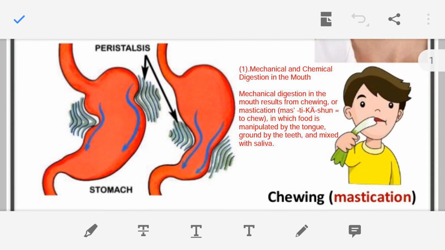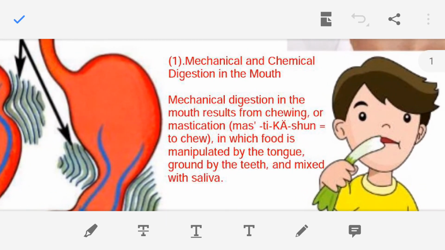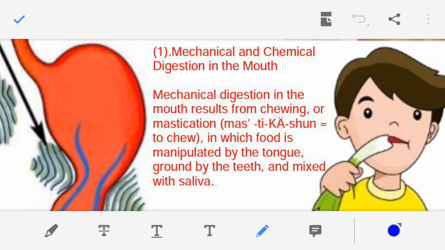The moment we eat, the eating process in biology, as you know, is known as ingestion. After ingestion, after taking the food, we chew the food in our mouth with the help of our teeth. The chewing of food is known as mastication in biology. Chewing, that is mastication.